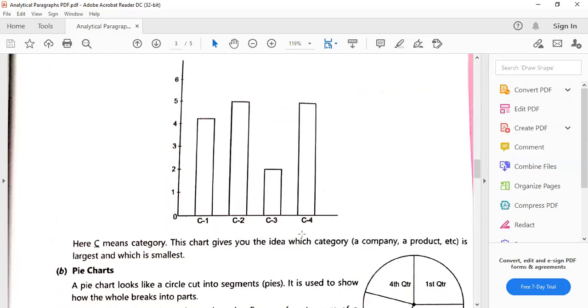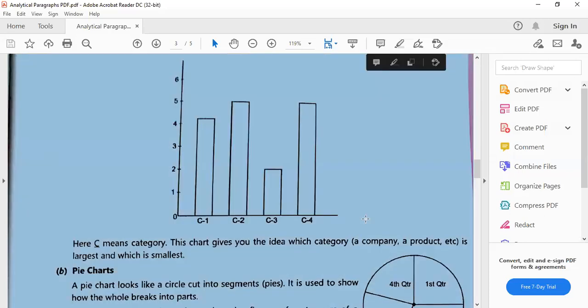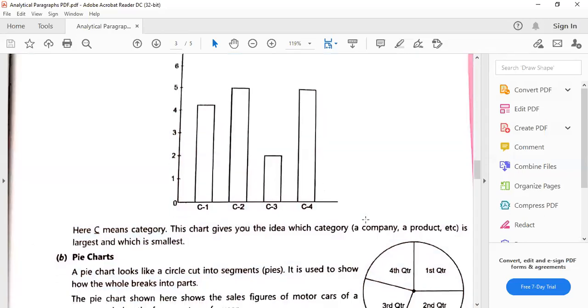This chart gives you the idea which category, a company, a product, etc., is largest and which is smallest. ये आपको जो lines जो हैं draw की गई हैं इससे पता चल रहा है. जैसे इसमें C3 जो है वो कम है, उससे ज़्यादा C1 है, then we have C4, and the highest or the largest quantity is C2. So in this way you can represent it.